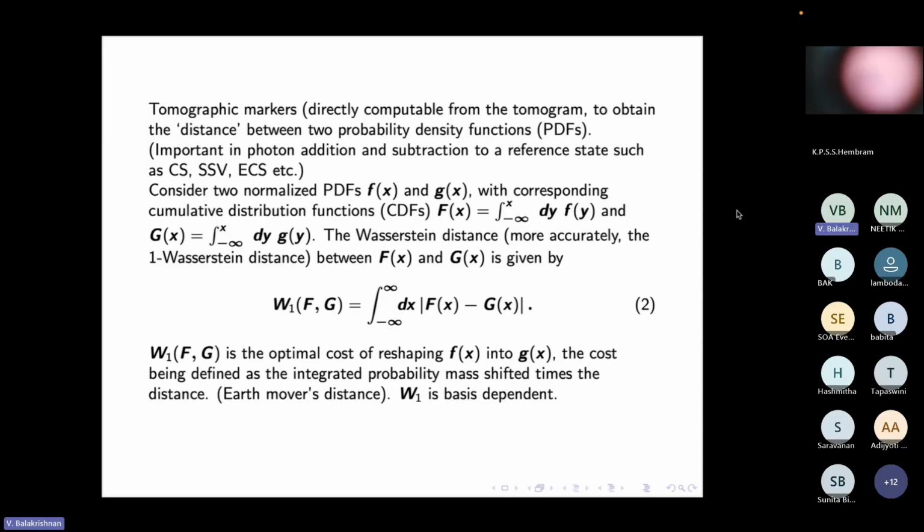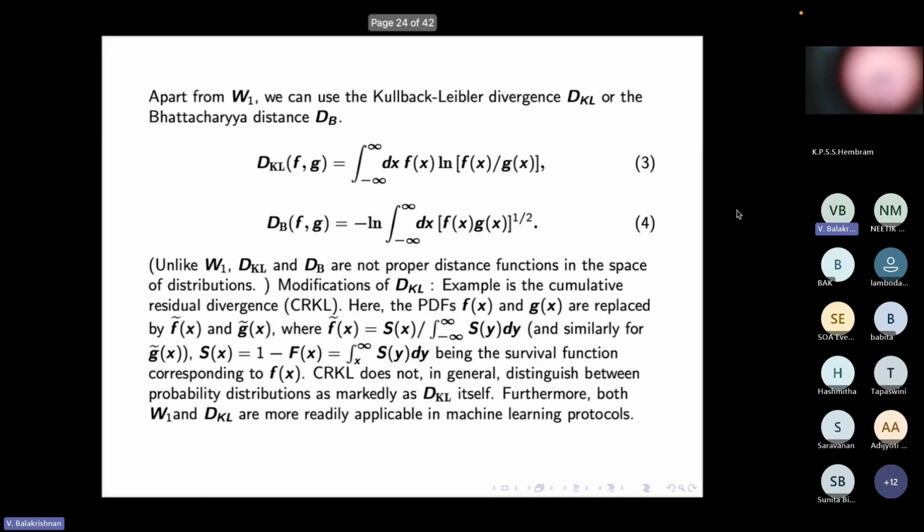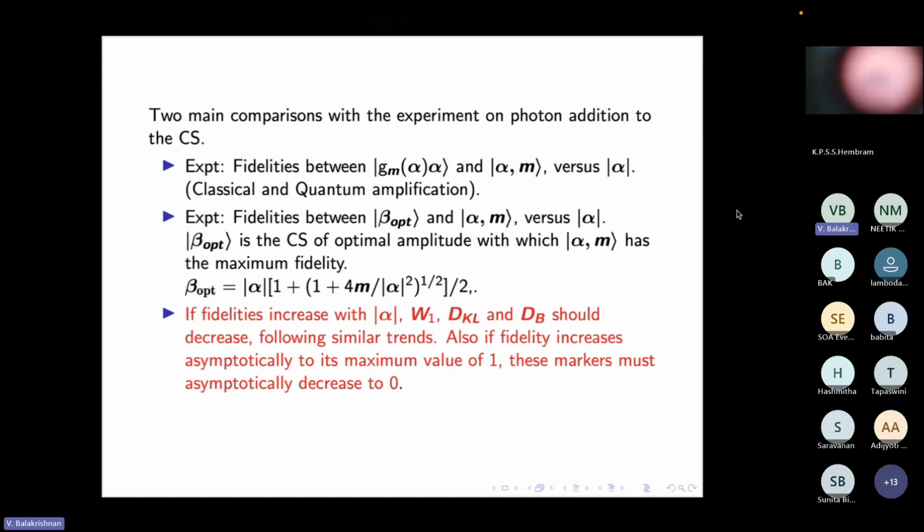The Wasserstein distance has already been defined. It's given in equation 2. And capital F of x and G of x are the CDFs corresponding to little f of x and g of x. The Kullback-Leibler distance and the Bhattacharyya distance have already been defined by Professor Balakrishnan, equations 3 and 4. But now it is clear what I plan to do.